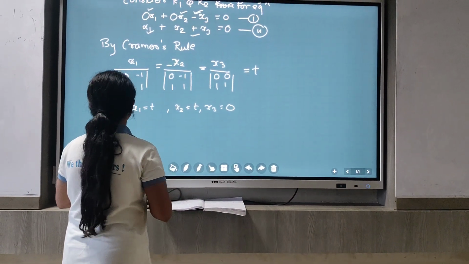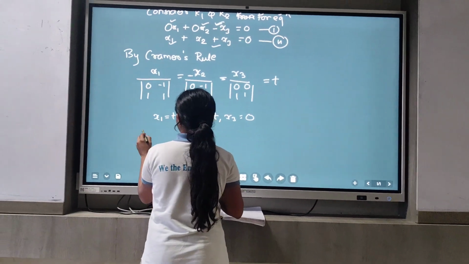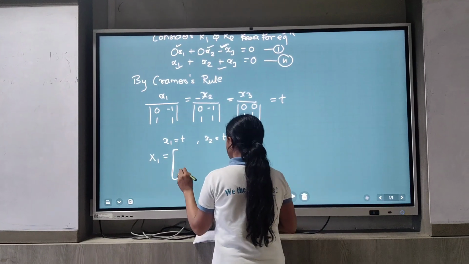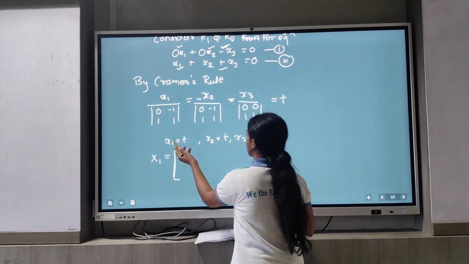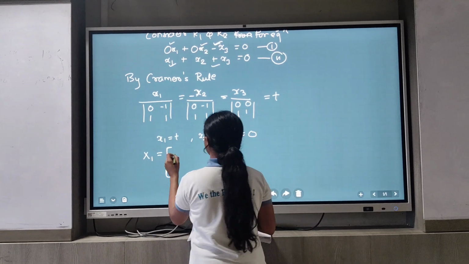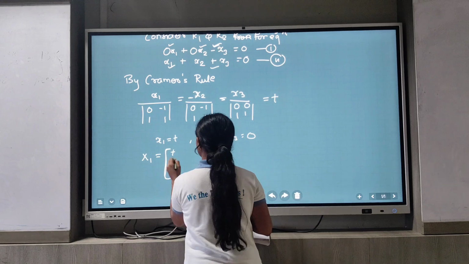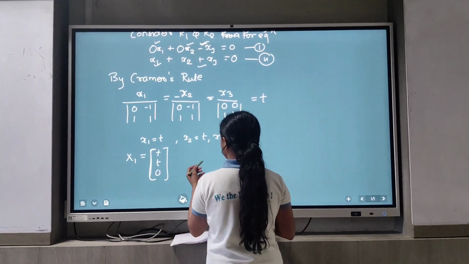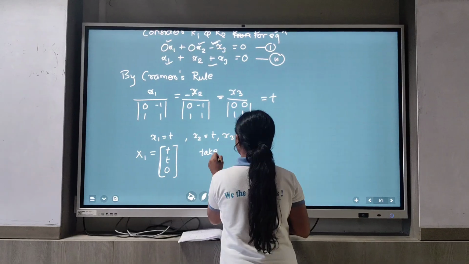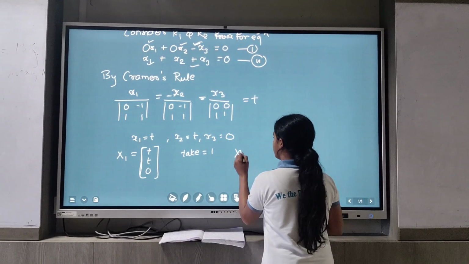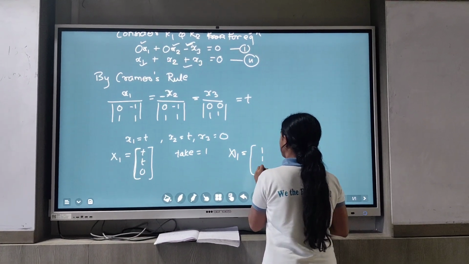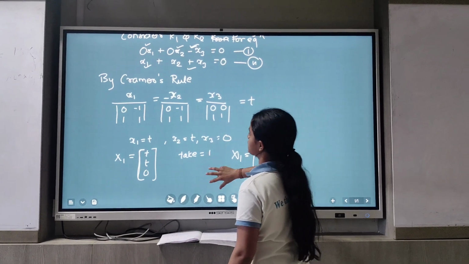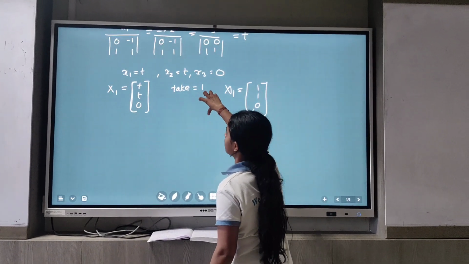Now for x1, we put all three values in a vertical matrix: t, t, 0. We take t equals 1, so it becomes 1, 1, 0. We have taken this for x1, lambda 1.